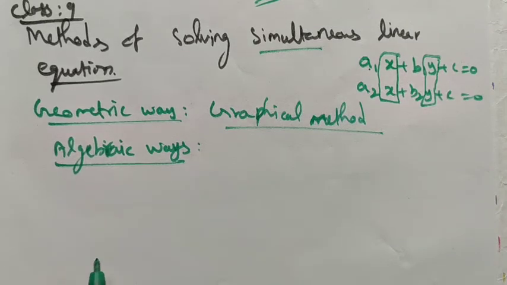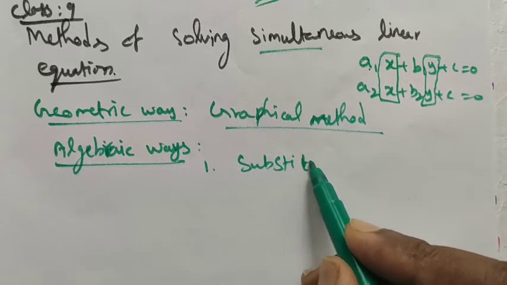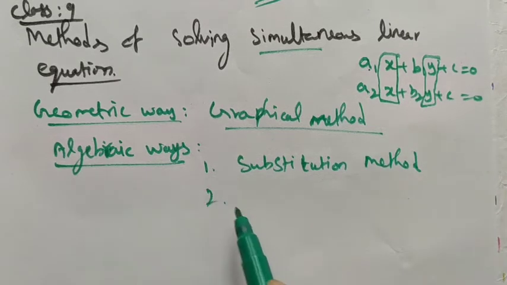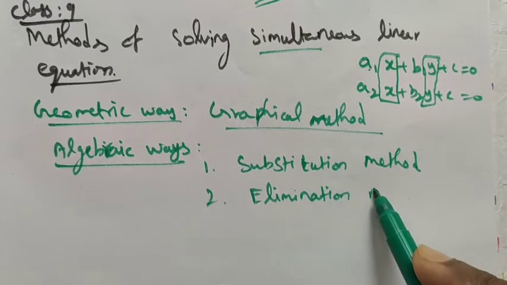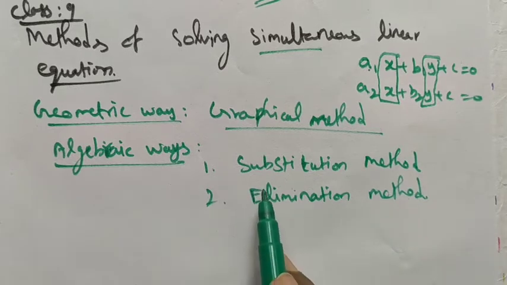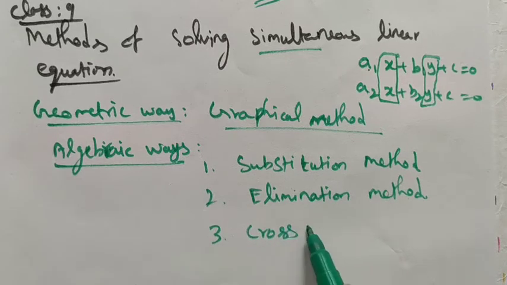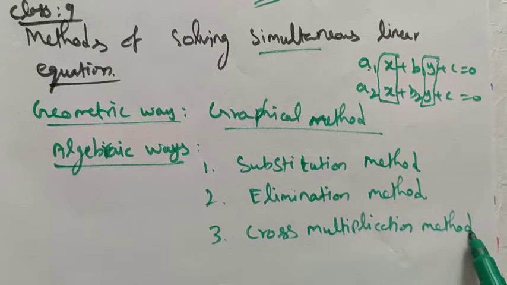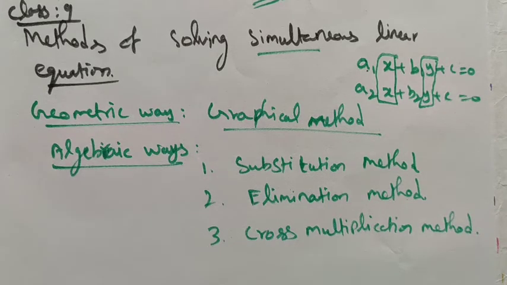In the algebraic way, we have three different methods. One is the substitution method. The second one is the elimination method. The third one is the cross multiplication method. These are the methods to find the ordered pair.